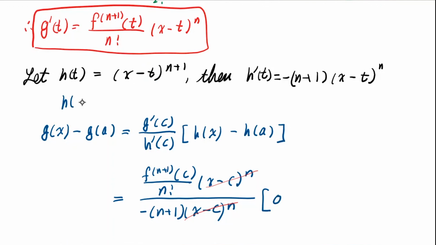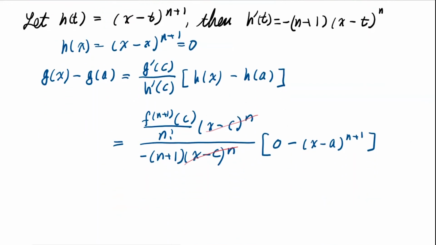Do you see that h of x is equal to x minus x to the n plus 1, right? Which is 0. Okay, minus h of a. Well, all I have to do is just substitute t with a now. So I will have x minus a, to the n plus 1 power. Good. Say yes. Do you see it yet? Well, this negative sign cancels that negative sign now, right?